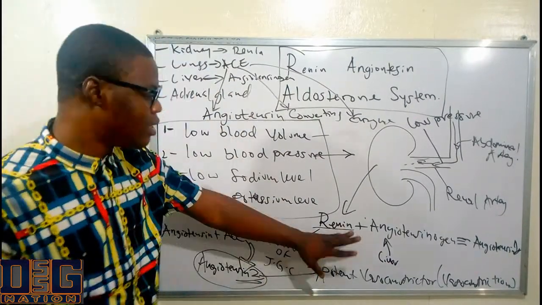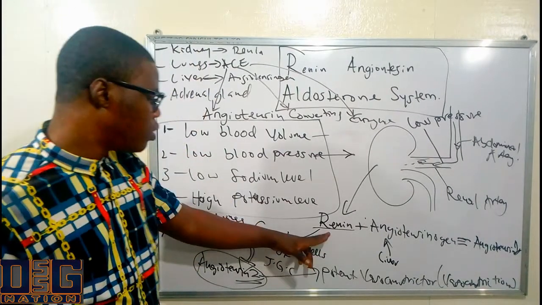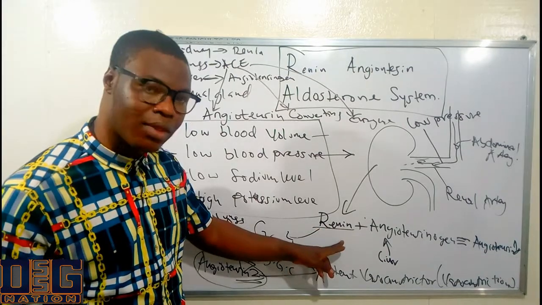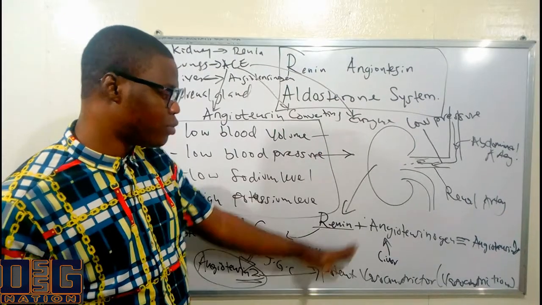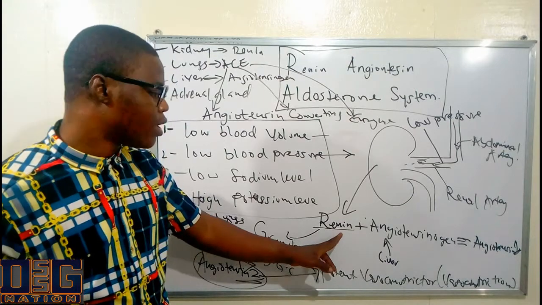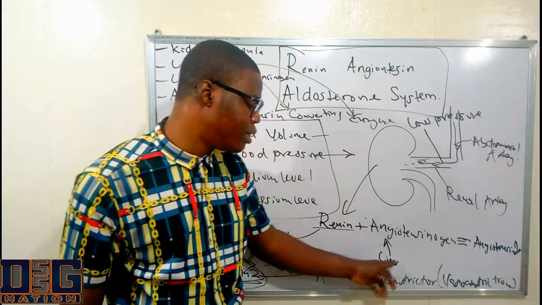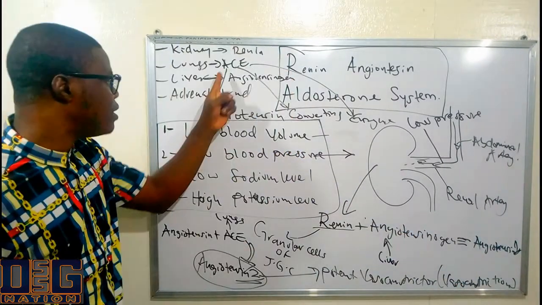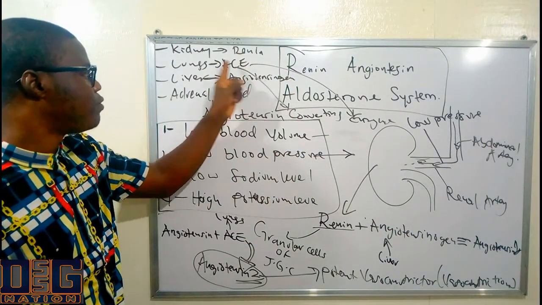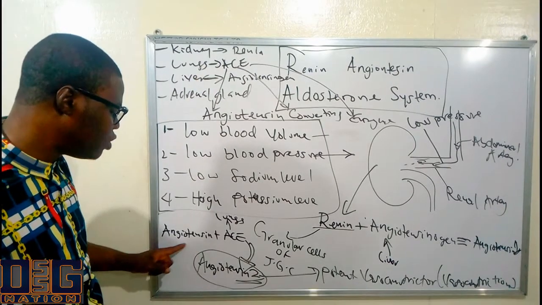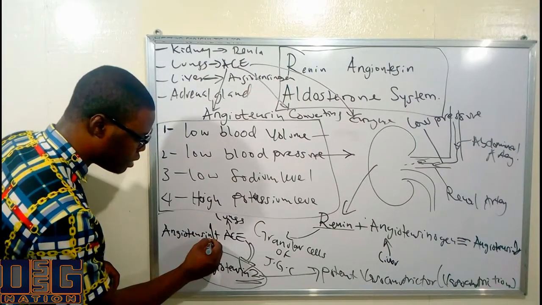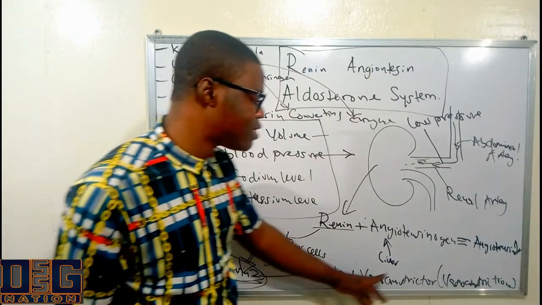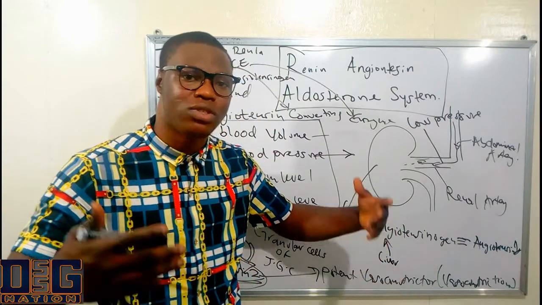So this is the equation you have to put in your head. The granular cells of the juxtaglomerular complex are going to produce renin. So, when there is low blood pressure, this is going to happen. The granular cells are going to secrete renin, and renin is going to react with angiotensinogen from the liver, and that is going to produce angiotensin I. After that, ACE, angiotensin-converting enzyme from the lungs, is going to react with that angiotensin I, and when it reacts with it, it's going to produce angiotensin II. And angiotensin II is a potent vasoconstrictor. That is, it brings about vasoconstriction.